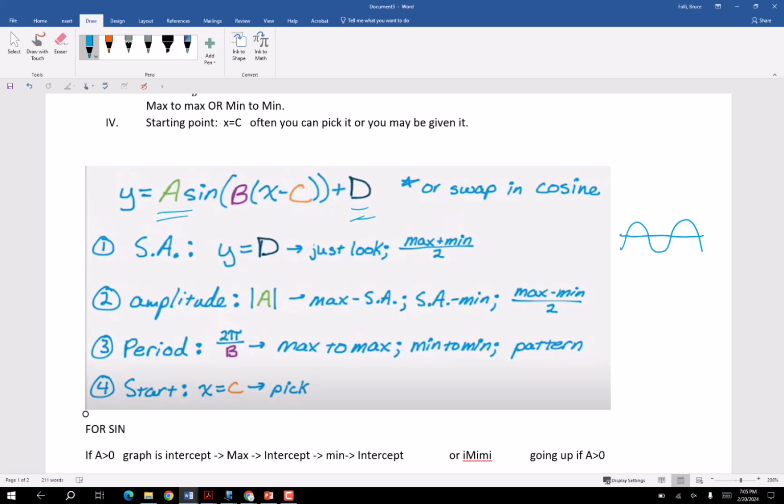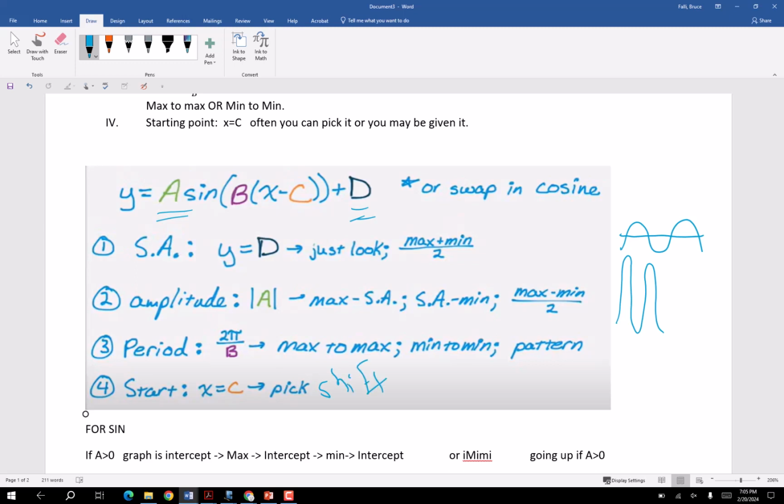It's the number right in front of it, right? And that tells you how tall it is, so it would be a bigger one. Okay. Period is 2 pi over B. And then the starting point is C. I don't think that starting point is a good name, so I'm going to call it the shift.